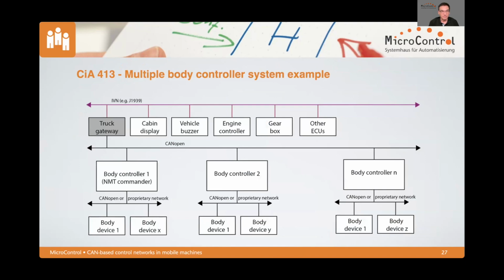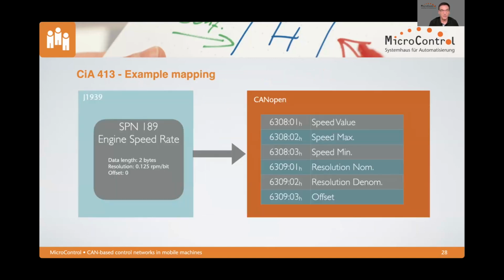Here's one example taken from the CiA 413 specification, multiple body controller system example, where you can see on top I've got this in-vehicle network, typically J1939 with cabin display, engine controller, gearbox and things like that. And we use a truck gateway to get down to different kinds of body controllers, which have then again their own CANopen or maybe even a proprietary network. So different kinds of system designs are possible. Just take a look in this 413 specification. And here is just one example for the mapping.